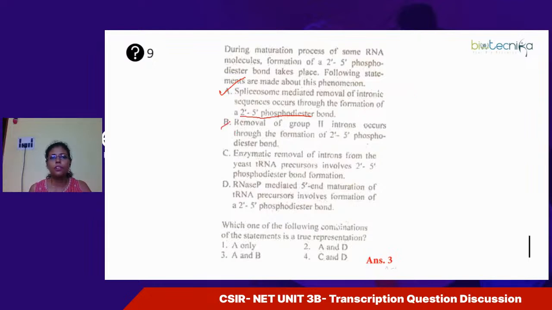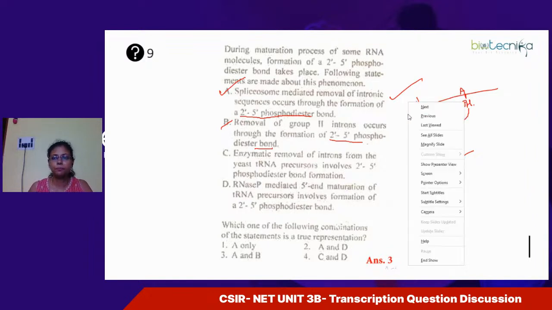Then you have the removal of group 2 introns occurs through the formation of 2' 5' phosphodiester bond. Only that in the spliceosome case, you have this branch point adenine, which is having the OH group. This makes a nucleophilic attack at the 5' end. And in the case of your group 2 introns, the same thing happens. There is this CAA sequence, and this adenine has got the OH group, which makes the 5' end nucleophilic attack.